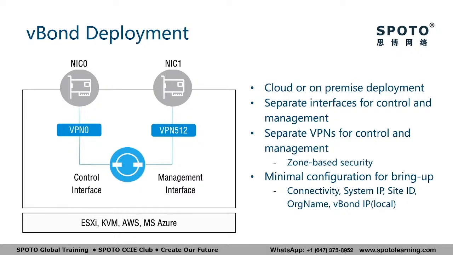vBound deployment. It's the same as vManage. The only difference here is the vBound IP. Because this is vBound, it is itself. It would be local. So be aware of this one. This is the only difference between the vBound deployment and the vManage deployment. The rest, they are the same.